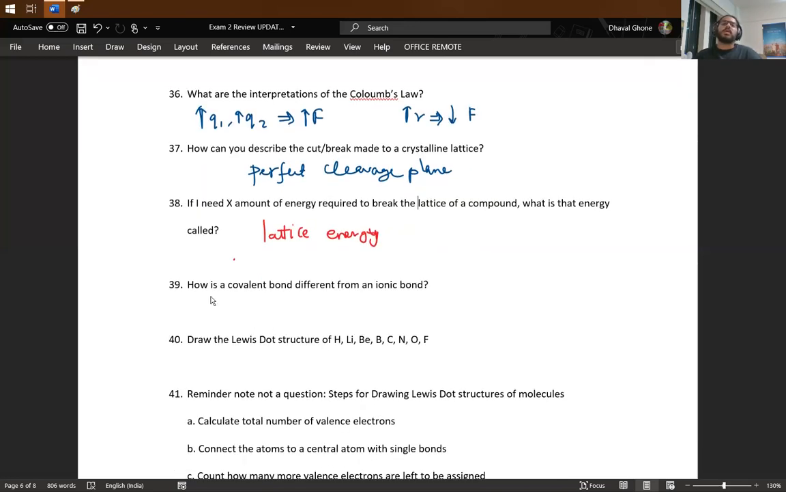Question 39. How is a covalent bond different from an ionic bond? And so the answer for this is the covalent bond is formed by sharing of electrons, whereas an ionic bond is formed by complete transfer of electrons. Okay.